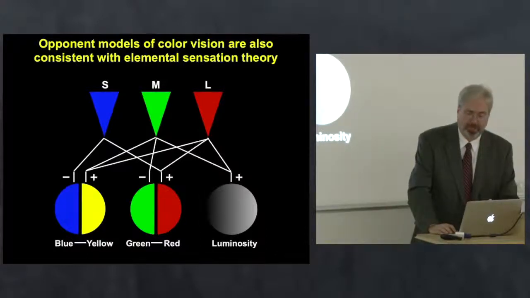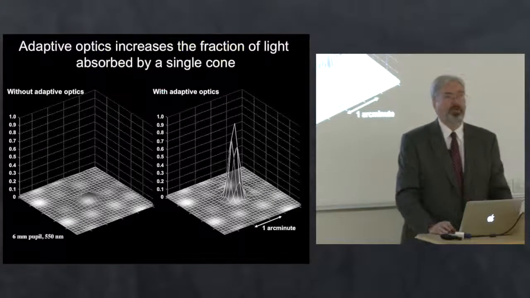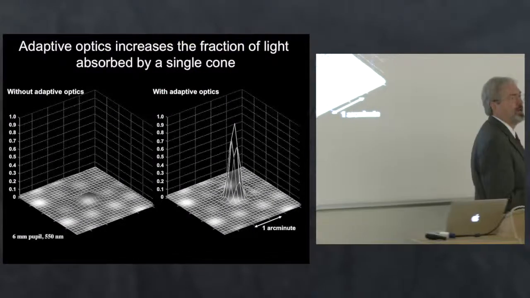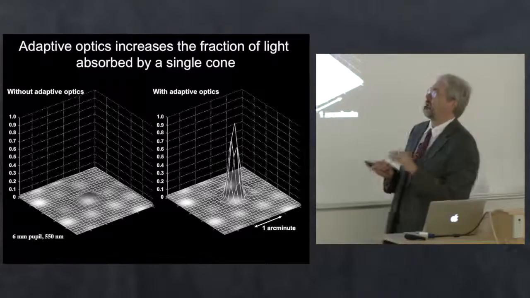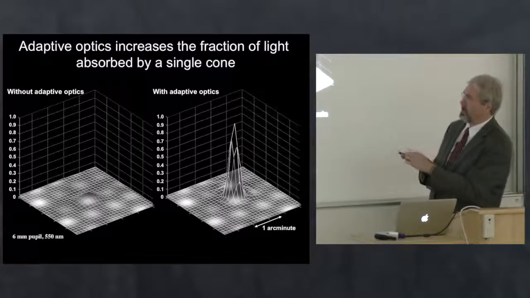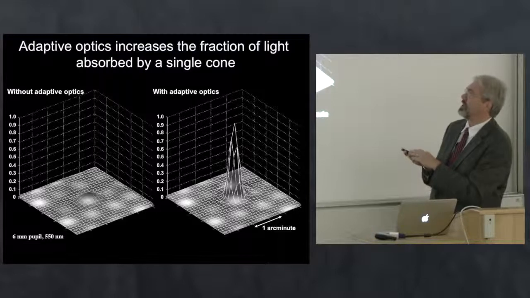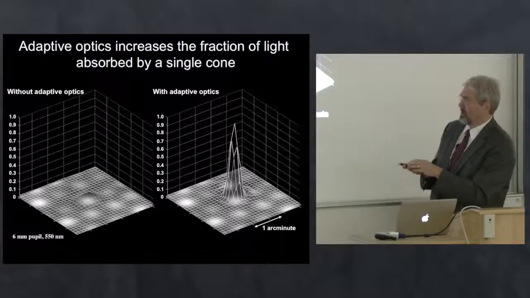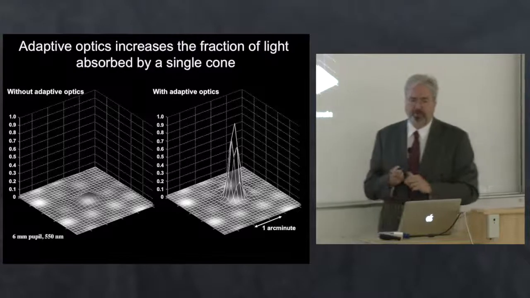and Heidi Hofer really pioneered that work in my laboratory as a graduate student. And adaptive optics makes it so much better because by focusing a point source onto the retina, and correcting the aberrations, you can get a light distribution that is something like this. We don't know exactly what the light distribution is, but this is a quantitative estimate of what it probably is like with adaptive optics. Without adaptive optics, the light is spread over a much larger area, and you're much less effective at stimulating a single cone one at a time.